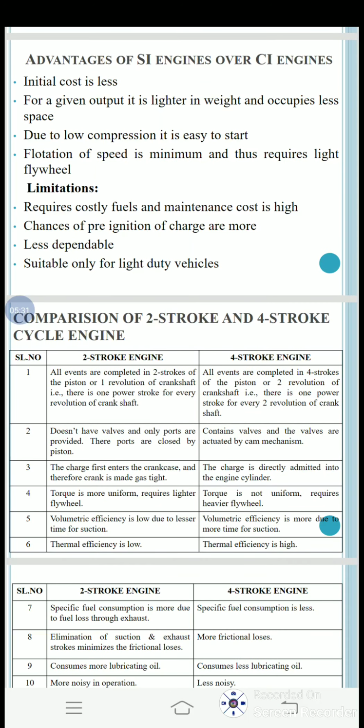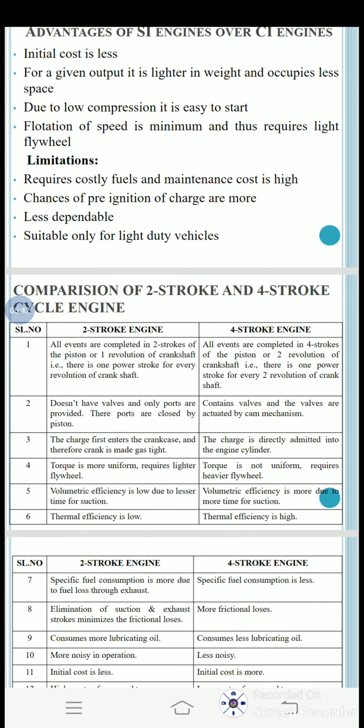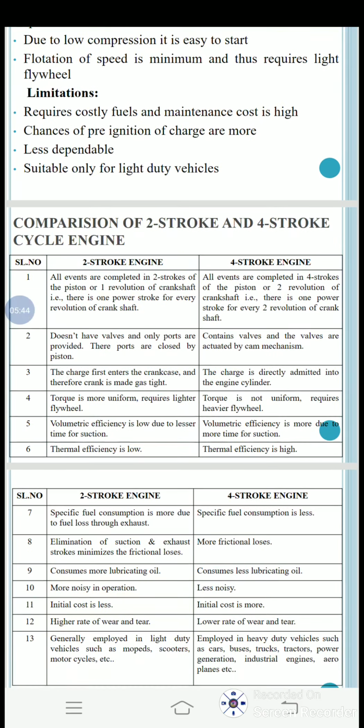Then we will see the limitations. It requires costly fuels and the maintenance cost is very high. The chances of pre-ignition of charge are also more. It is less dependable, suitable only for light duty vehicles.